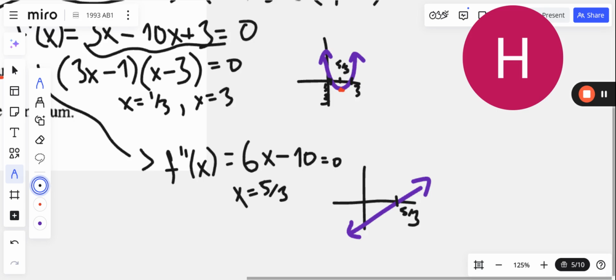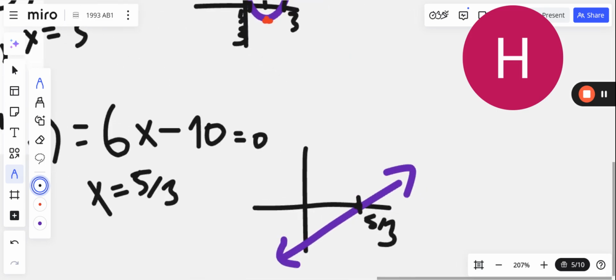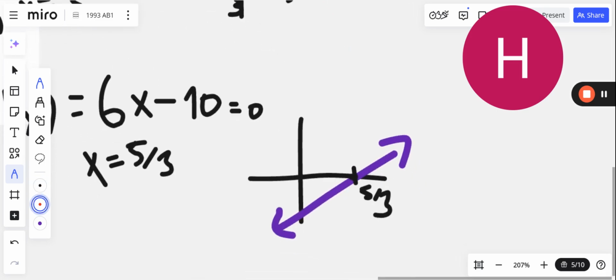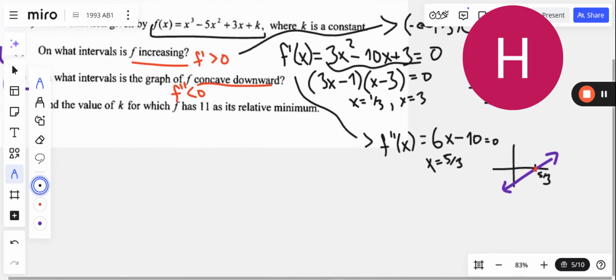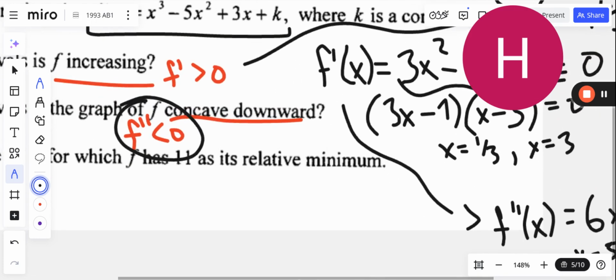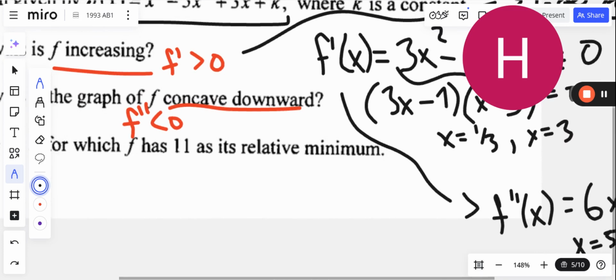But if I look at the second derivative's graph, it is 0 at 5/3, and then it's negative to the left, positive to the right. You could also throw these things on a chart. So we're looking for when it's concave downward. That means the second derivative is negative. That's going to be from negative infinity to 5/3.